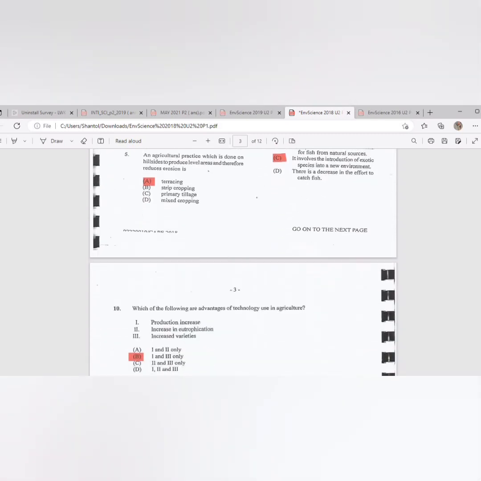9. Which of the following statements does not reflect an advantage of aquaculture? C. It involves the introduction of exotic species into a new environment. 10. Which of the following are advantages of technology used in agriculture? The answer is B. Increased production and increased varieties.